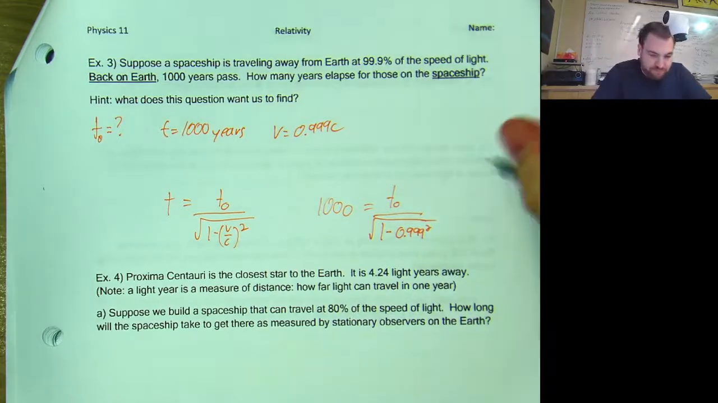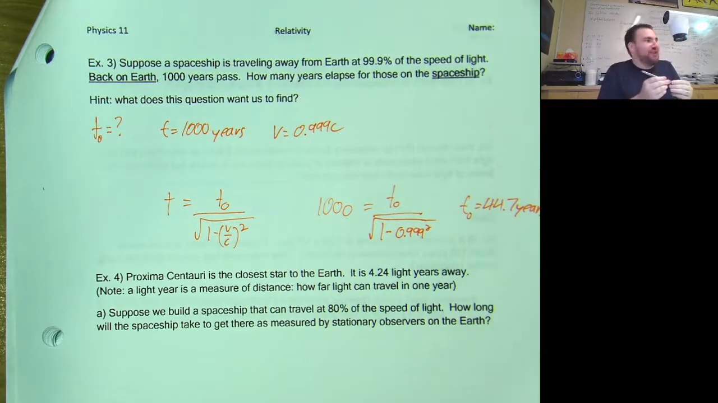44.7 years. What? You could be alive and have had several generations. Several generations, that's putting it mildly.